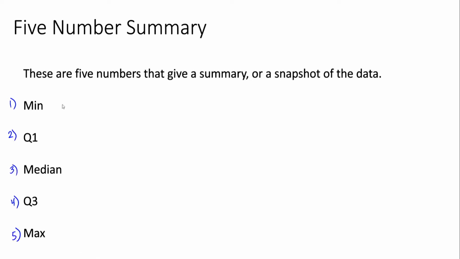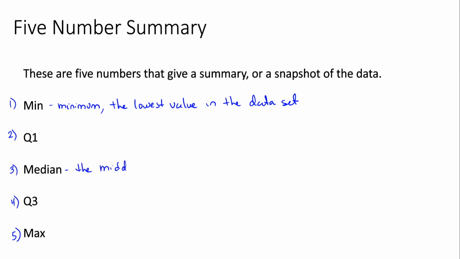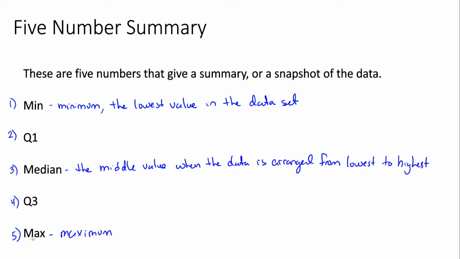The first one is the minimum, or the lowest value in the data set. Another familiar one is the median, the middle value. We talked about that in our measures of central tendency video. The max here also means the maximum or the highest value in the data set.